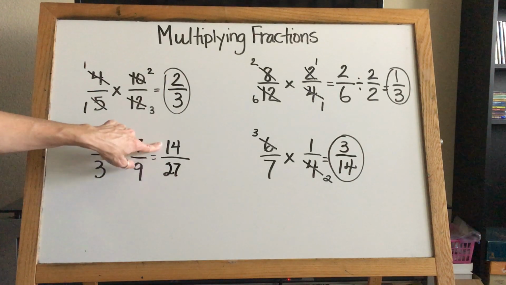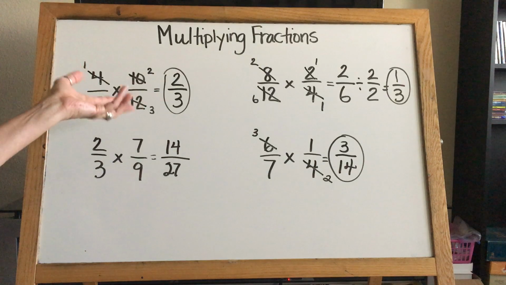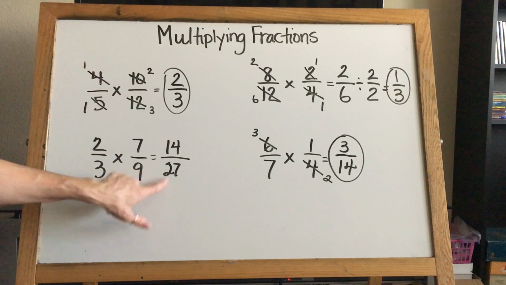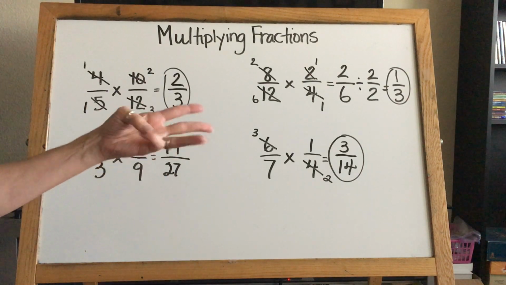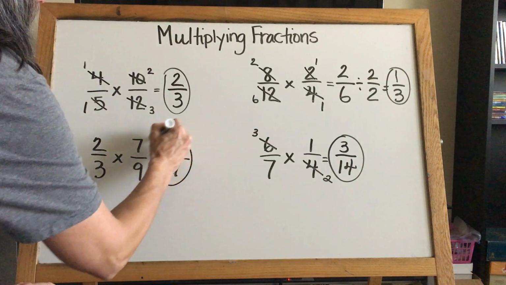So our factors of 14 are 2 times 7. That's the only thing that makes 14 besides 14. And none of those factors go into 27 because it's odd. So 2 doesn't go in. 7 doesn't go in. 7, 14, 21, 28. So that is our lowest terms fraction, and we are finished.